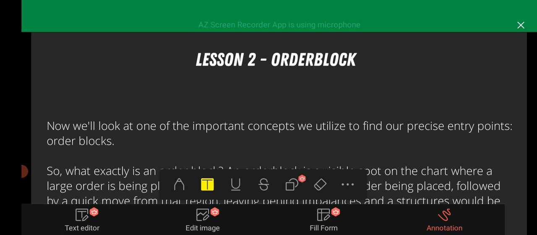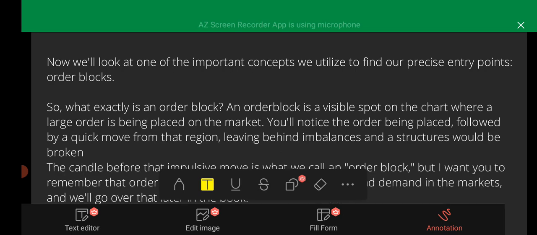The very important thing to understand is that we take our entries where we actually see order blocks. Order blocks are areas where we are going to take our entries. So let me explain what exactly an order block is. An order block is a visible spot on the chart where we see large orders being placed on the market, followed by a quick move from that region, leaving behind imbalances, and structures will be broken.